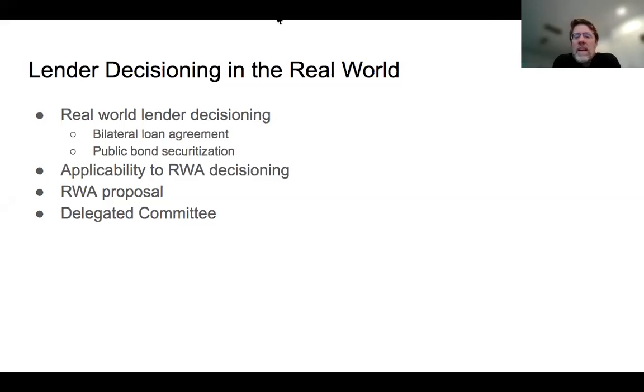What do you need in a delegated committee? I mean, this is not the ironclad answer of all answers. I think there are some good principles here. So next slide, please.